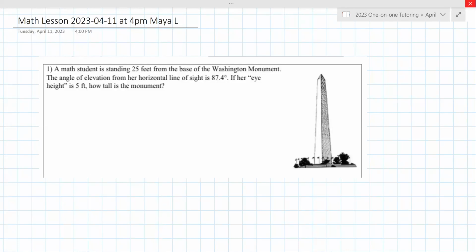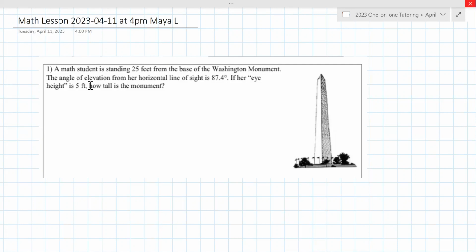All right, a math student is standing 25 feet from the base of the Washington Monument. This is the Washington Monument, if you're not sure what that is. The angle of elevation from her horizontal line of sight is 87.4 degrees. If her eye height is 5 feet, how tall is the monument?